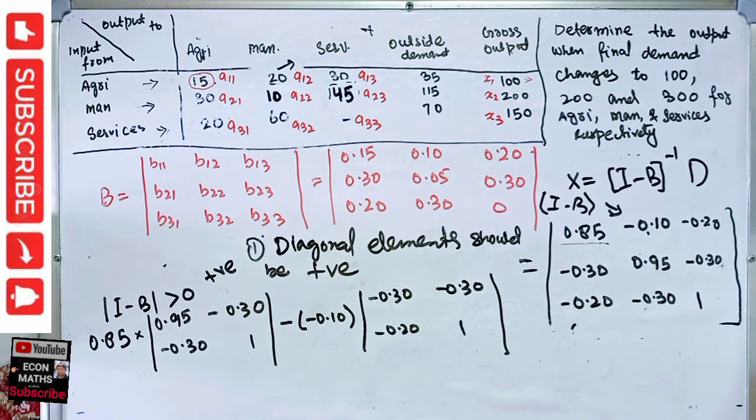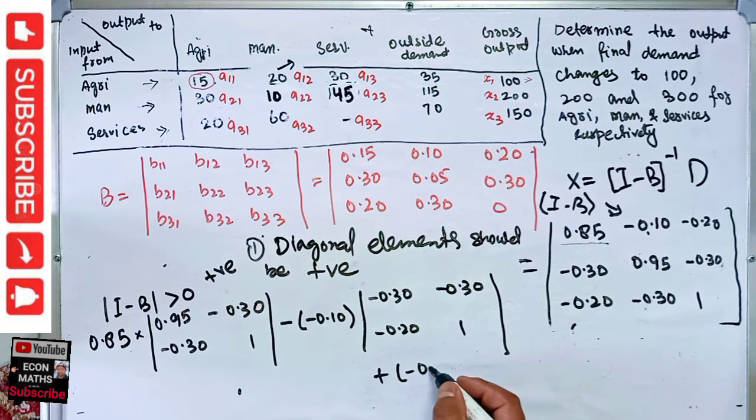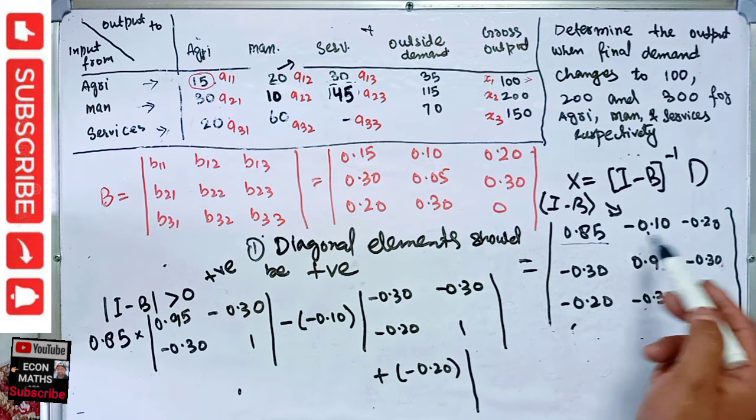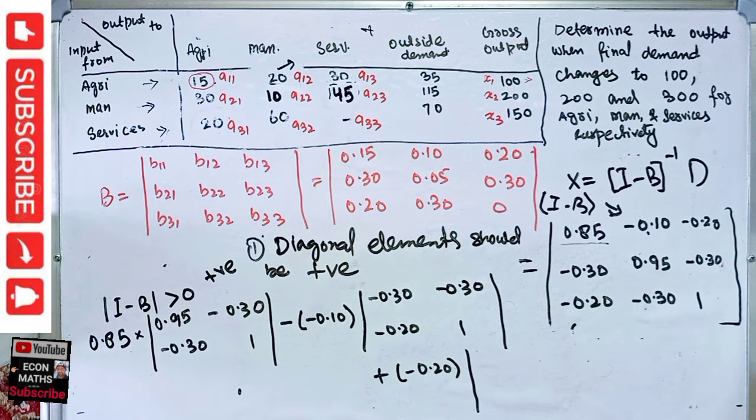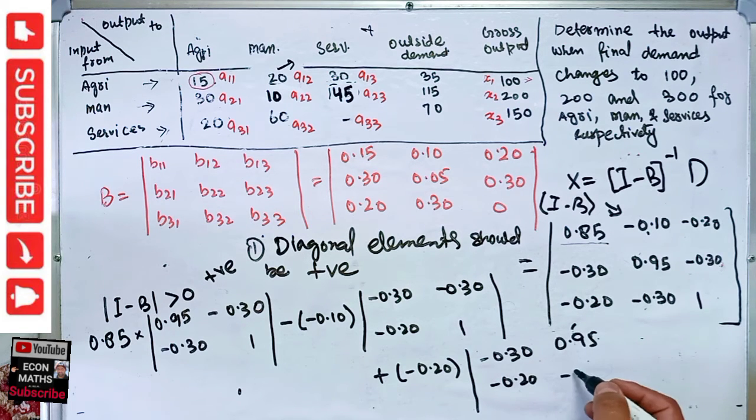Okay, similarly first is plus minus, then we have plus, I will write here plus this very number, we have minus 0.20. Okay, and take the determinant of, we mentally delete this row and this column and take determinant of the remaining elements, which is minus 0.30, minus 0.20, and we have 0.95 and minus 0.30. Okay, and then we solve this whole stuff.